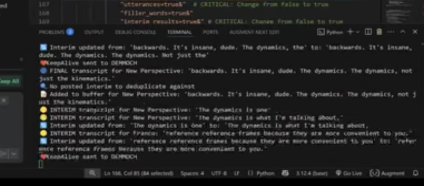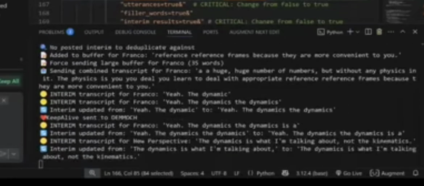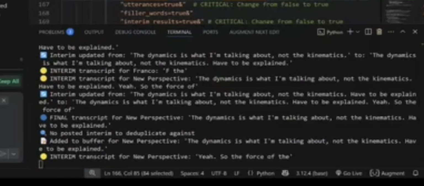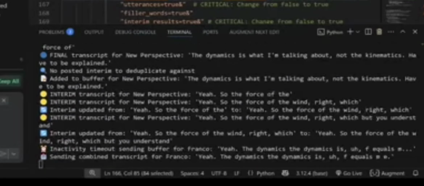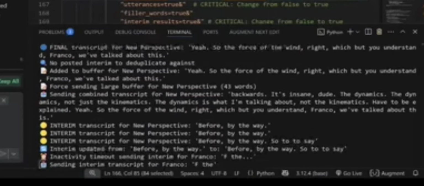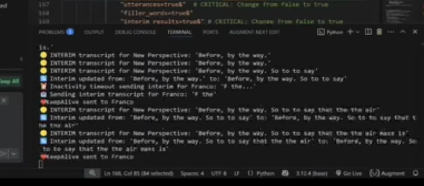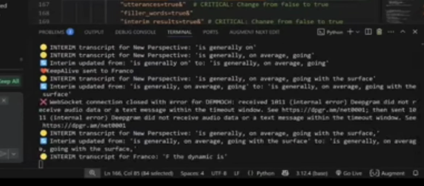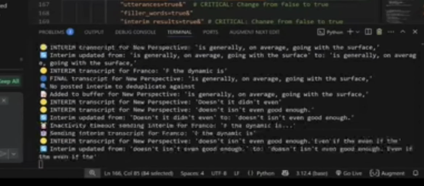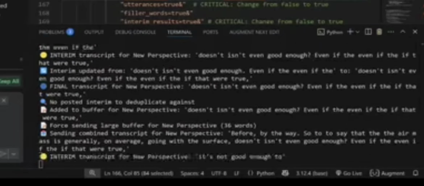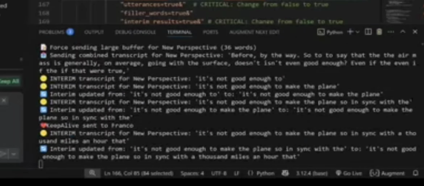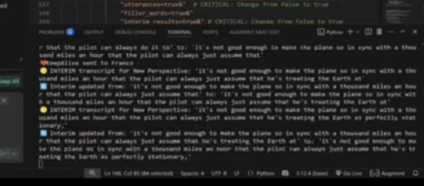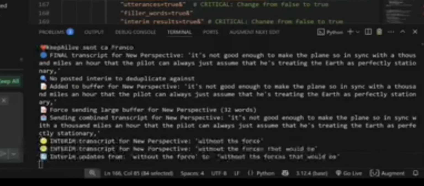The dynamics has to be explained. F equals ma. So the force equals the wind, right? But you understand, Franco, we've talked about this before, by the way. To say that the air mass is generally, on average, going with the surface isn't even good enough. If that were true, it's not good enough to make the plane so in sync with 1,000 miles an hour that the pilot can always just assume he's treating the Earth as perfectly stationary, without the forces that would be moving the plane backwards that he would have to deal with.